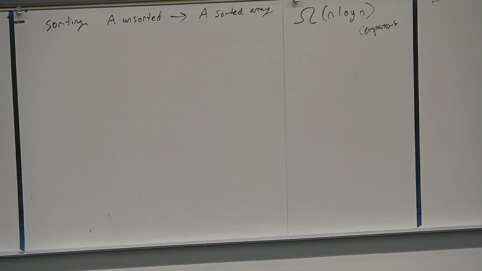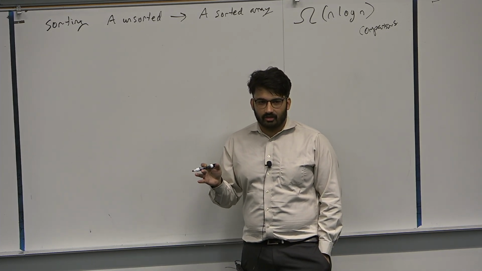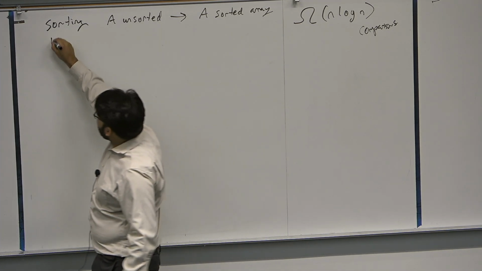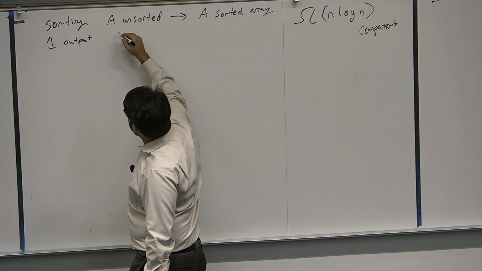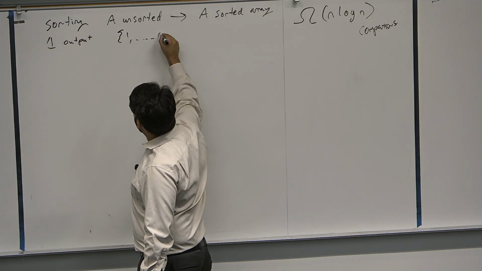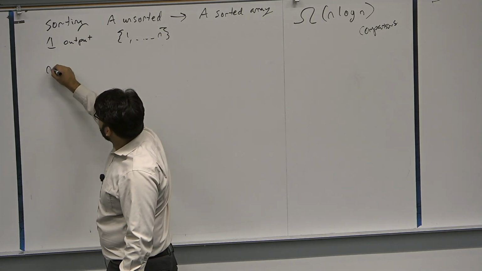So the first question is, how many inputs are there? N. Yes, there are n elements in the array. How many possible outputs are there? N factorial. Yeah. Consider, actually, the other way around. Let's suppose the elements are not distinct. There's one output. So I said it backwards, sorry. There's one output, which is the array 1 to n, right? But there are how many inputs? N factorial.